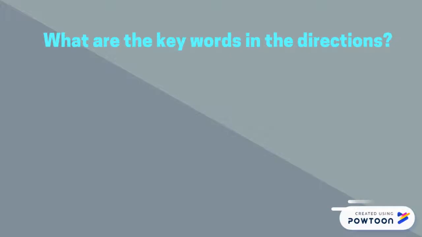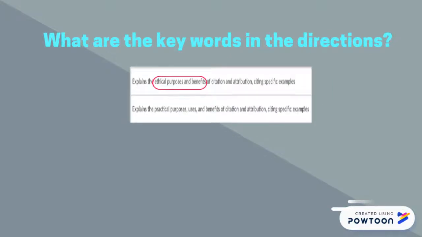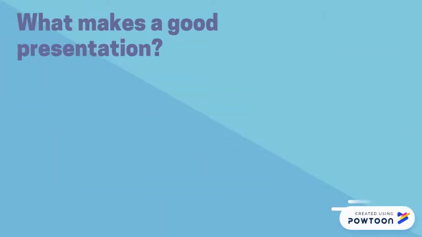Now let's look at the presentation. The instructions asked you to do a few specific tasks, explain the ethical purposes and benefits of citations, and explain the practical purposes, uses, and benefits. It's a good idea to use those words as you describe each purpose. Make it clear what's ethical use and what's practical use.